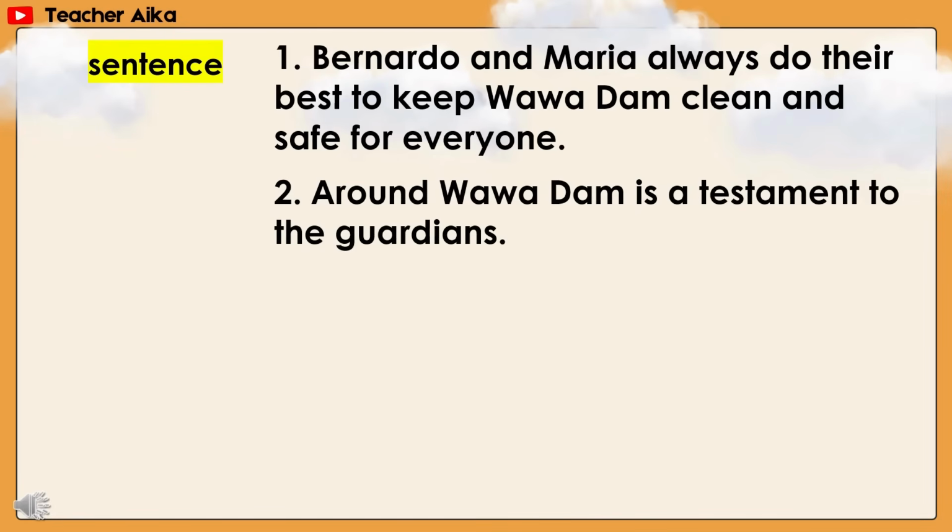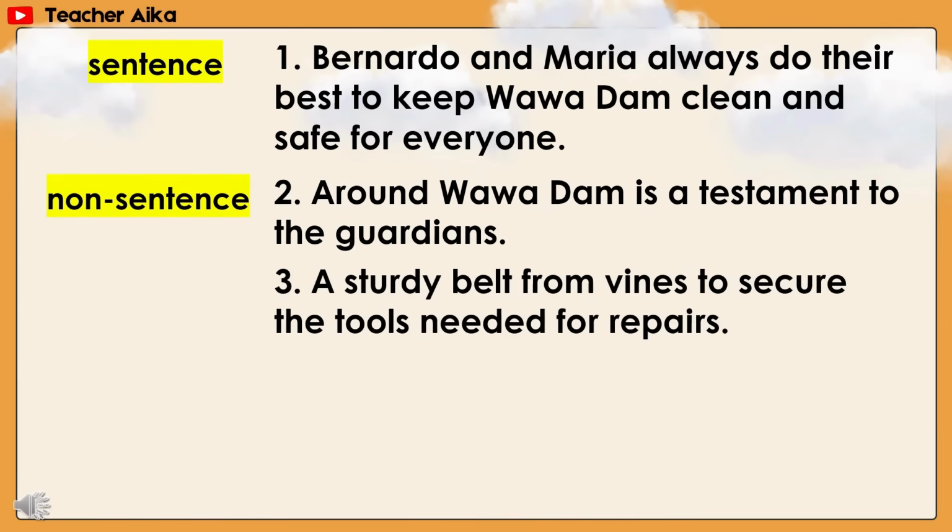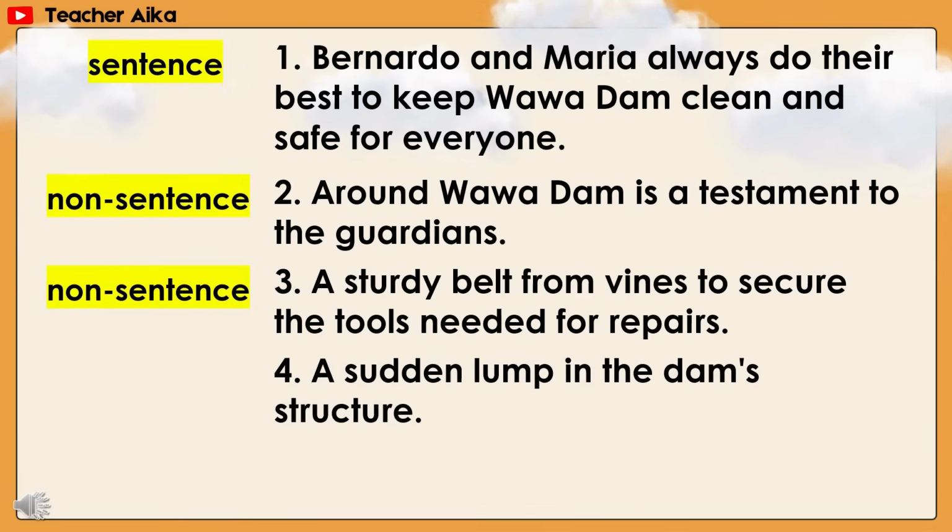Number 2. Around Wawa Dam is a testament to the guardians. Answer: non-sentence. Number 3. A sturdy belt from vines to secure the tools needed for repairs. Answer: non-sentence. Number 4. A sudden lamp in the dam structure. Answer: non-sentence.